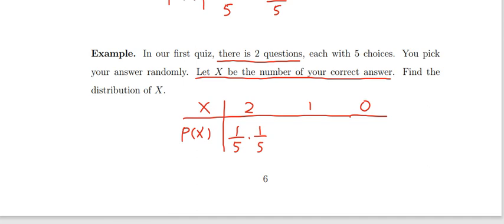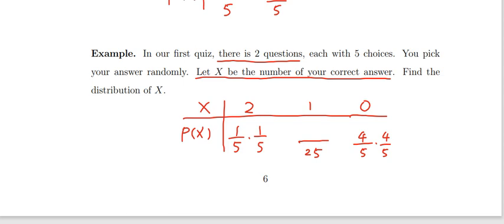So what is the probability for x equals 0? For x equals 0 it is 4/5 times 4/5: the first one not correct, the second one also not correct, right? So we can find the probability for x equals 1, 1 correct, this way, because the total probability is 1.